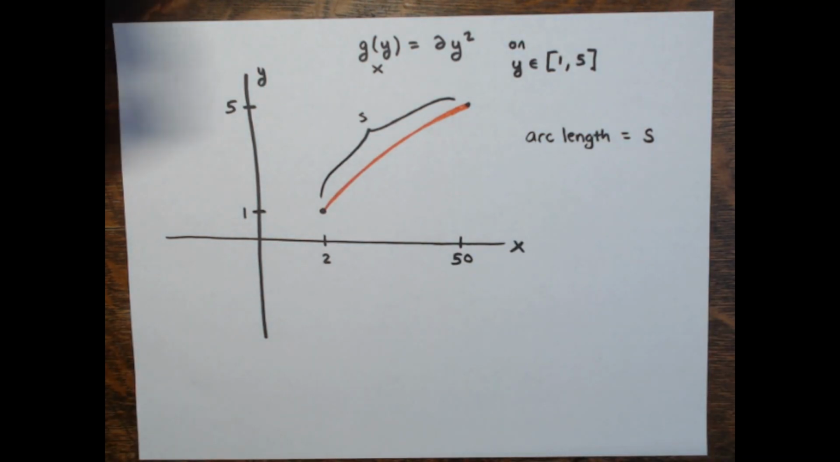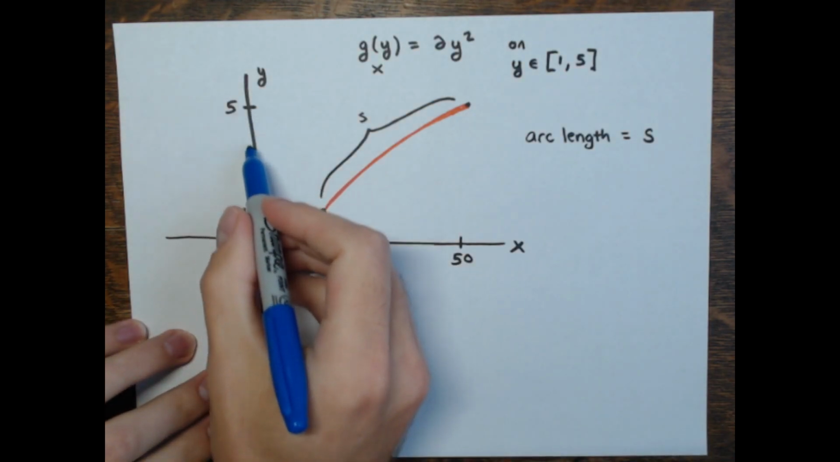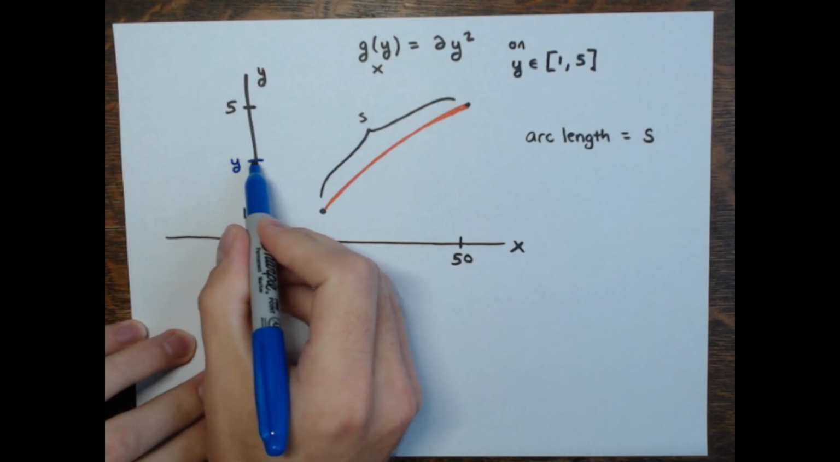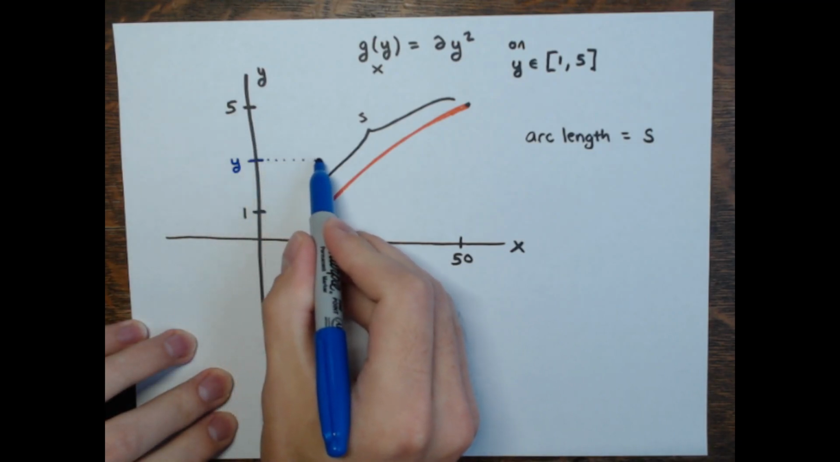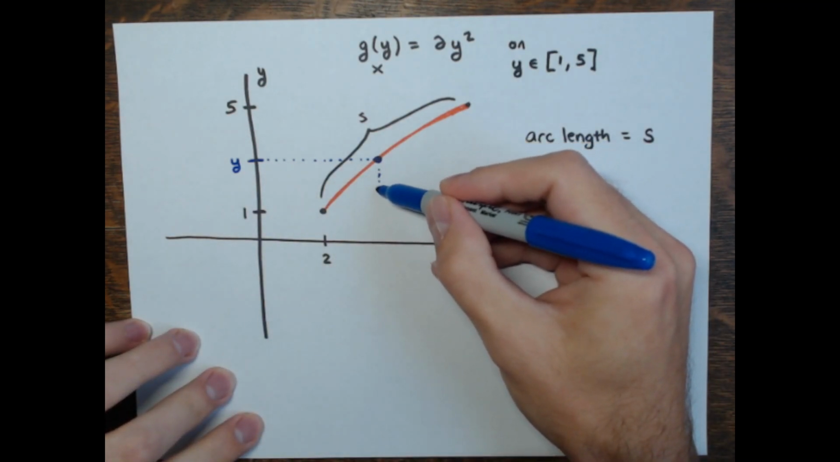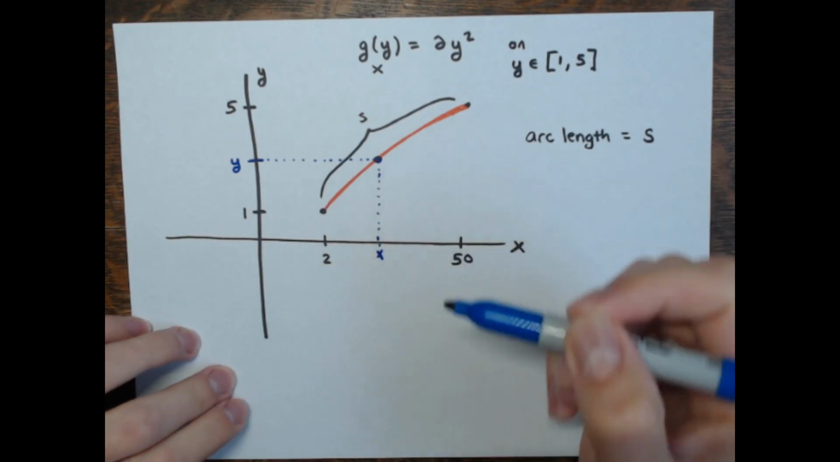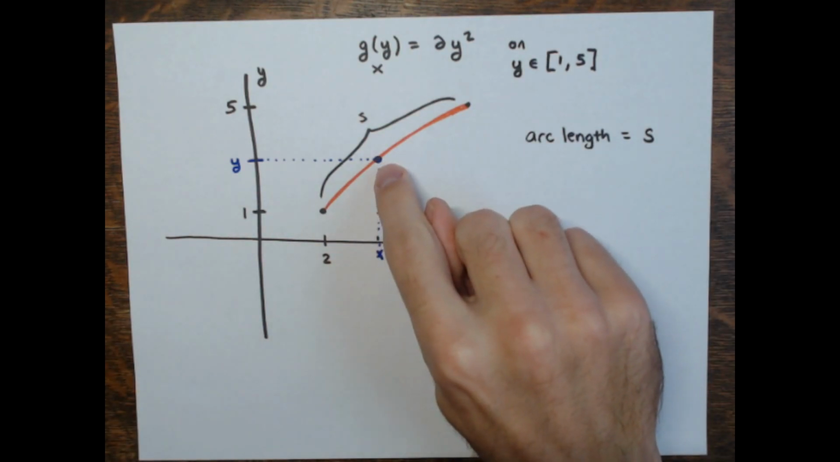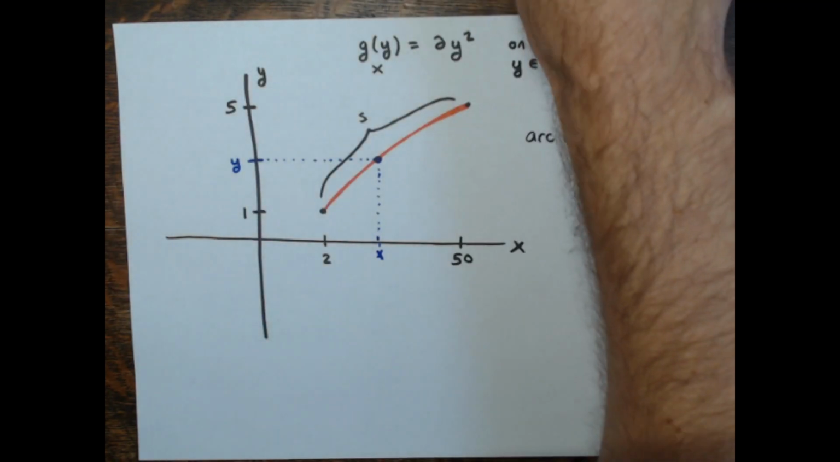Well, just like with most things in calculus, when we're trying to find, say, the slope of a tangent line or the area under a curve or the volume of a solid of revolution, right? You took a little piece of the thing you're looking at. All right, so if I were to go to some y value here, between 1 and 5, go over to the point on the curve that corresponds to that y value. All right, that would also correspond to some x value between 2 and 50. Take just a tiny piece of that curve around that point, right?